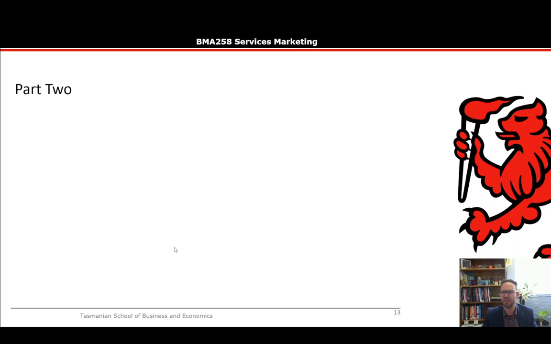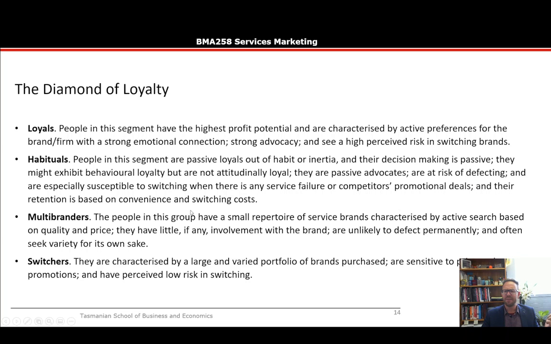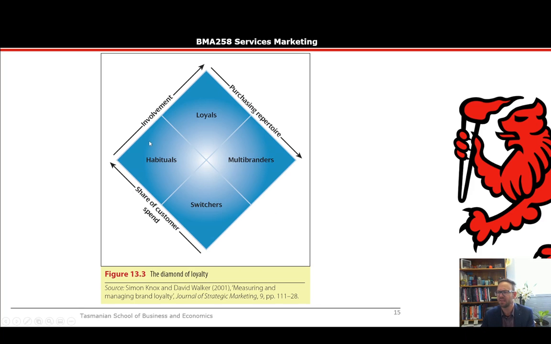All right, part two, we're going to be looking at loyalty, customer loyalty and classification of that, and relationship marketing. So this is a cool model to use to categorize different customer loyalty categories. I'm going to skip forward a slide, then come back. So this is the model, what it looks like. We've got the share of customer spend, involvement in the actual, together in the marketplace, and then purchasing repertoire, which is like their propensity to purchase more. So we're going to go back to here.